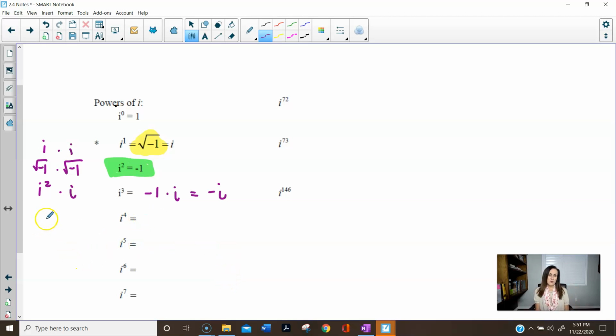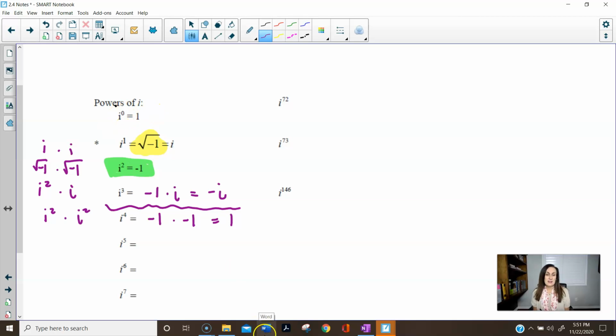So i to the fourth is the same thing as i squared times i squared. Well, i squared, remember, was equal to -1, and -1 times -1 is equal to 1. I'm going to draw a line here because we're going to see the pattern repeating. Notice i to the 0 is also 1.